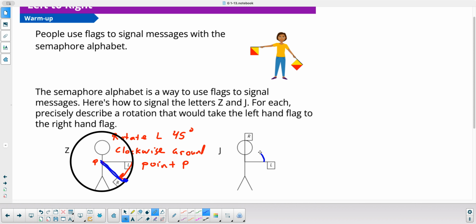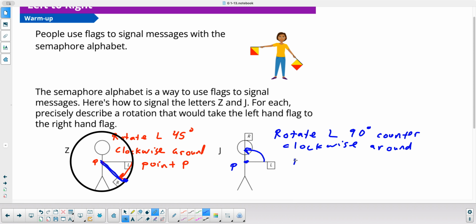Now this one, we're going to go that way. So this one, I would say rotate flag L 90 degrees counterclockwise. And this will be my fixed point. I'll call that P again, around point P. Okay, so rotations. What you're starting to notice here is you need a direction, you need an angle measure, and you need a point that you're rotating around.